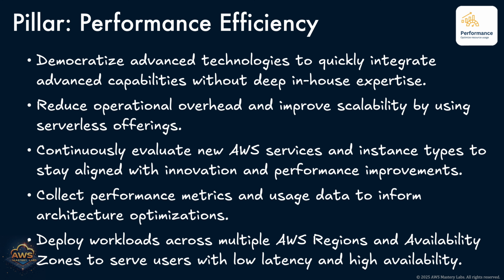You can also go global in minutes. AWS regions and availability zones allow you to deploy applications close to your users, reducing latency and improving responsiveness. Services like Amazon CloudFront and Global Accelerator help you optimize content delivery worldwide. Lastly, test and benchmark your workloads regularly. Conduct load tests and simulate real-world traffic patterns to validate that your systems perform efficiently under a variety of conditions.